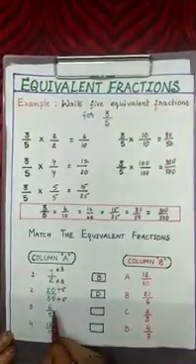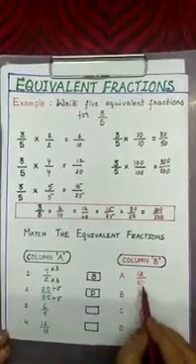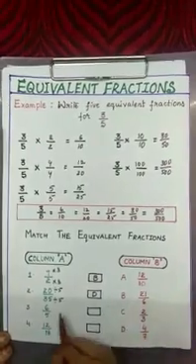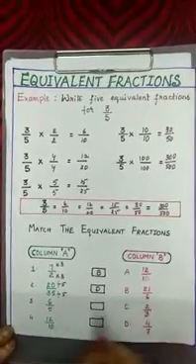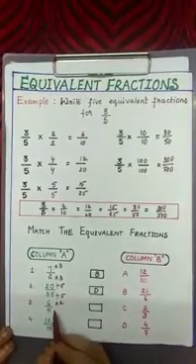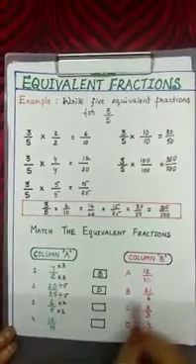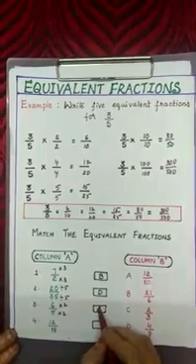Now come to the third one, 6 by 5. Here 12 we have. So 6 times 2 is 12. With the same 2, if you multiply 5 here, we get 10. So here 6 2s and 5 2s, 10 we got. So the correct option is A.